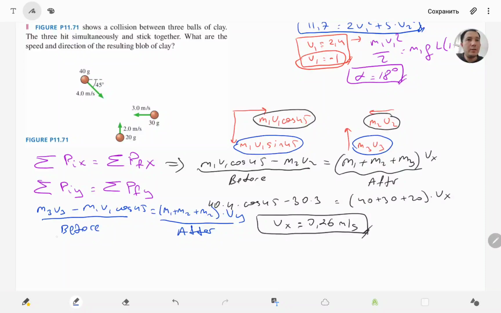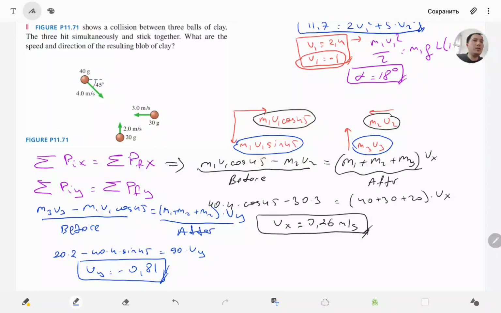So m3 v3, 20 times 2 minus 40 gram times 4 sine 45, total mass 90 gram times vy. So from here vy will be equal to 40 minus 40 times 4 times sine 45, and divide by 90. Negative number, we have 0.81. So negative velocity means it will be moving downward.